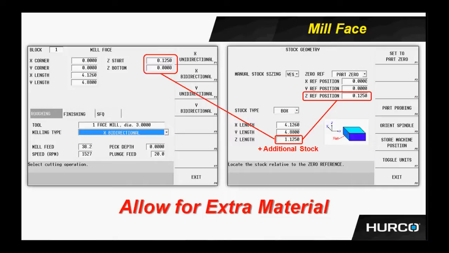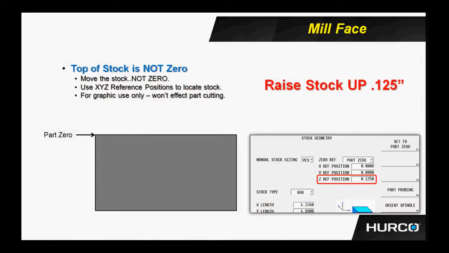Then we have to lift the part up using the reference positions. We haven't talked about the reference positions, but if we lift the part up positive an eighth of an inch above zero, that's going to show the control that there is material above the zero surface of an eighth of an inch. It will now see something that it can remove. Now let's talk about using the reference position to raise that. The top of the stock is not zero, as we determined. We touched off, we dropped zero down below the top of the part. So for graphics, we want to accommodate for that.